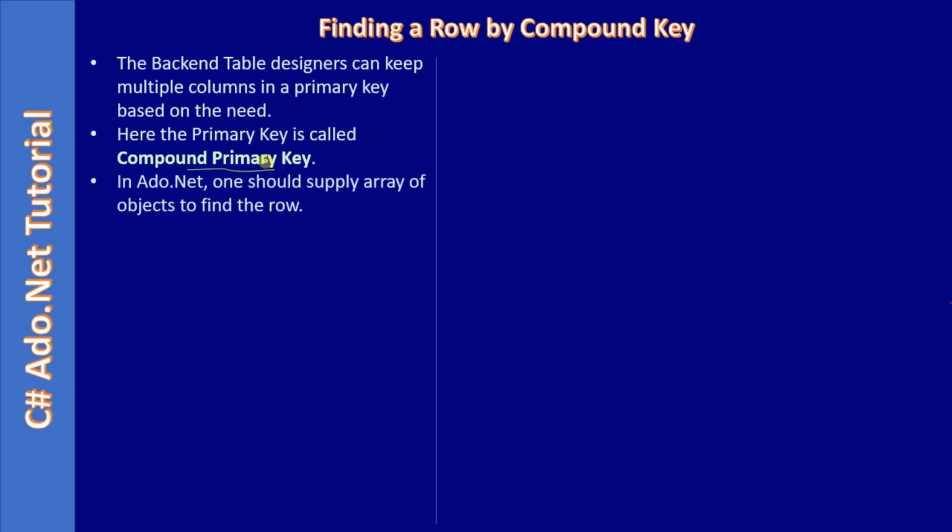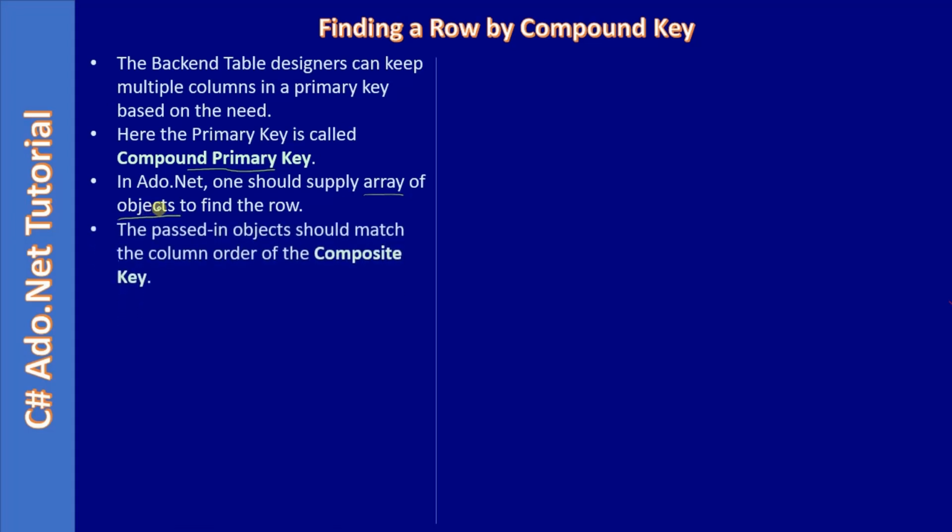In ADO.NET, one should supply an array of objects to find the row. So if we are using a mixture of primary keys, or a compound primary key, then we have to supply an array of objects to find a single row. The passed-in objects should match the column order of the composite key.